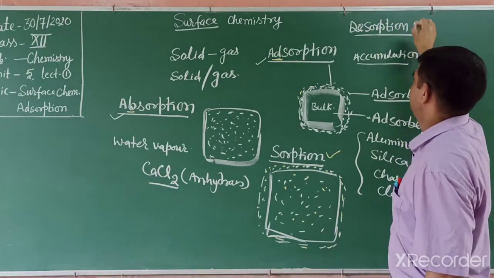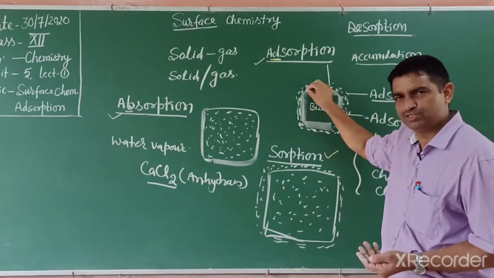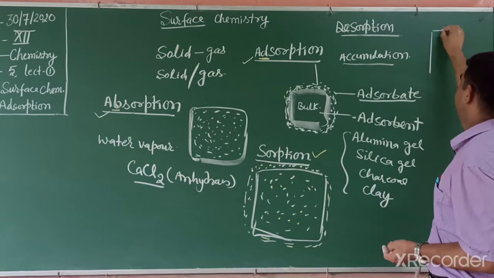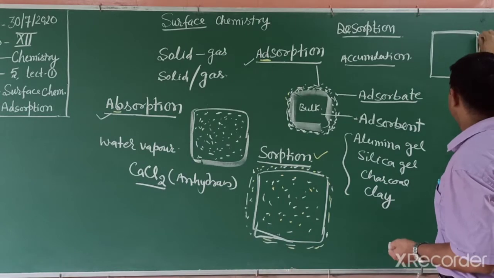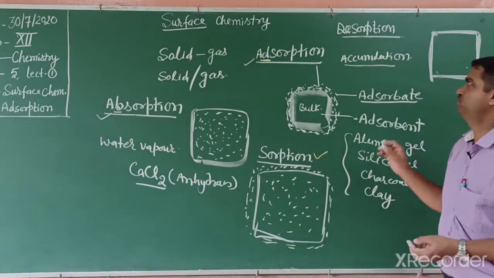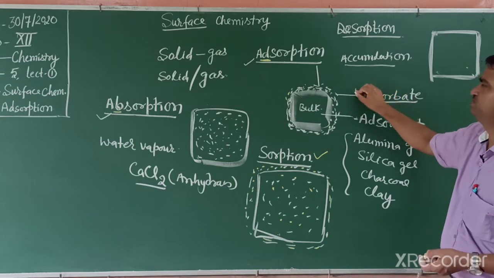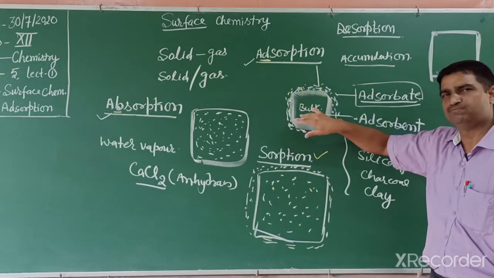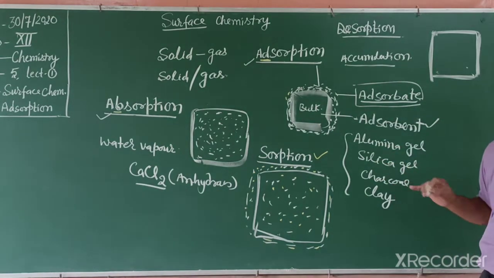Students, what do you mean by desorption? Desorption means the molecules that are adsorbed on the surface release out. If there is a bulk and in that bulk the molecules are adsorbed on the surface, those molecules are released, removed out. That process is known as desorption: removal of adsorbate particles from the adsorbent, such as alumina gel, silica gel, charcoal and clay.